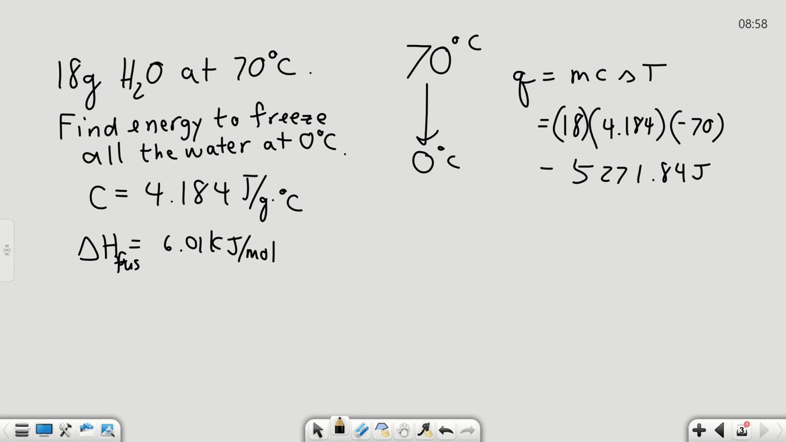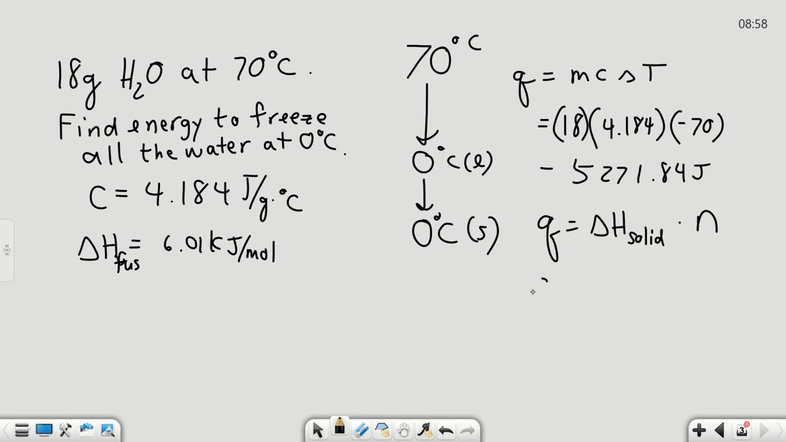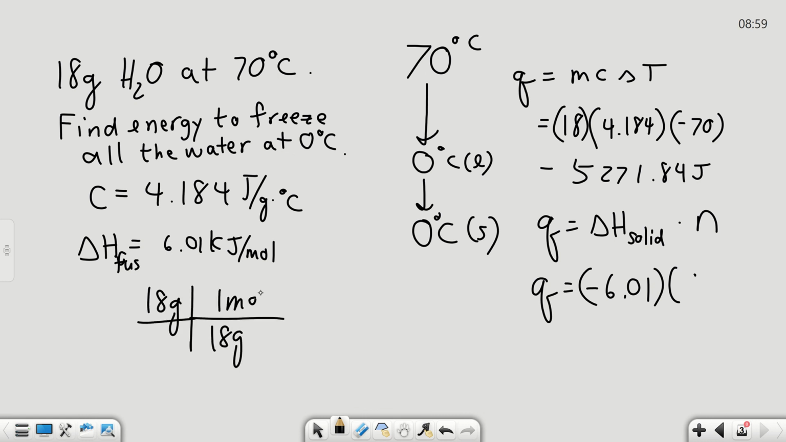But it's still liquid. I now need to change it from 0 degrees Celsius liquid to 0 degrees Celsius solid. So that's where I would do, not delta H, sorry, Q equals delta H of the solid times n. So Q would equal negative 6.01 times moles. I did change it to 18 grams, I hope you guys can see this. 18 grams of water is 1 mole. I purposely made it where it's 1. So this would be 1 mole, and so it's negative 6.01 kilojoules that's being released.